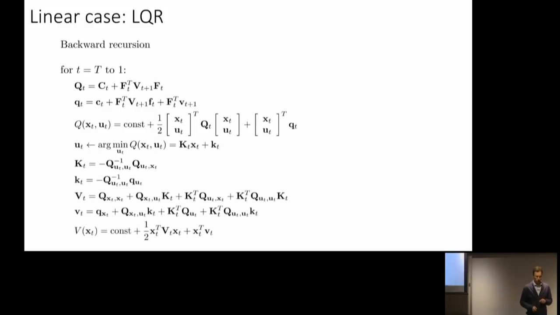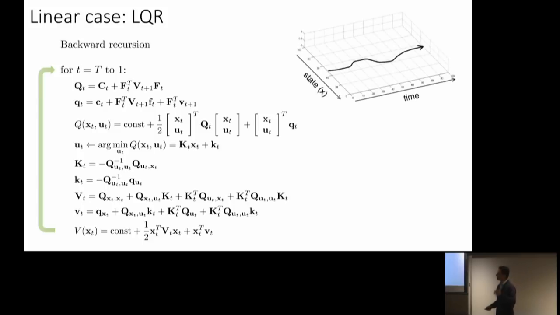Then you will substitute that equation for u into your Q function, and that'll get you the value function. And then the value function is what you carry over to the previous time step. And then you just repeat this until you hit time step equals 1. So as you go backwards in time, at every time step, you're computing your action as some function of the state at that time step.